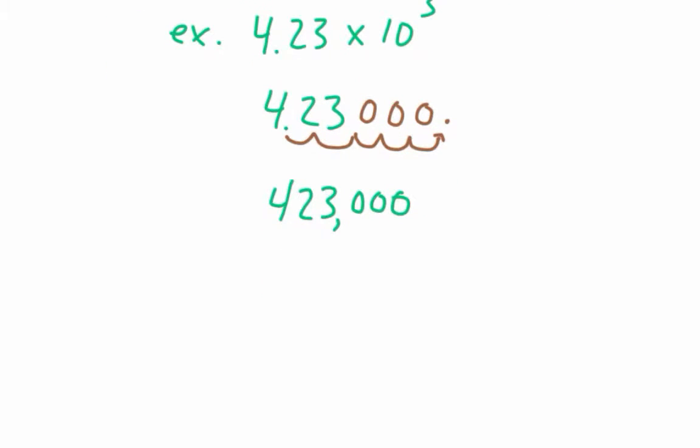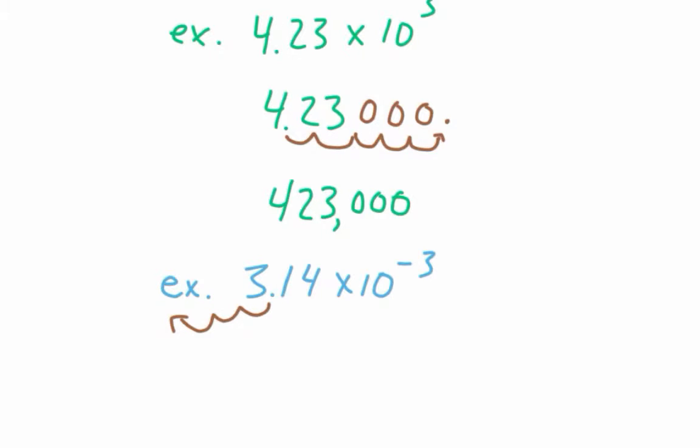So, second example. Switching colors on you. So 3.14 times 10 to the negative 3. How do we do that one? 3 jumps to the left. So if I'm starting here, I'm going to go 1, 2, 3 jumps left.